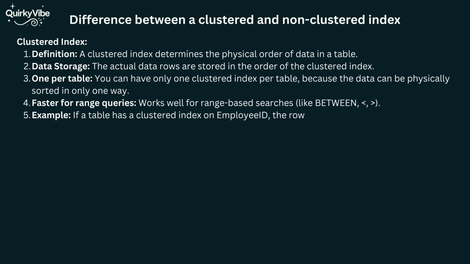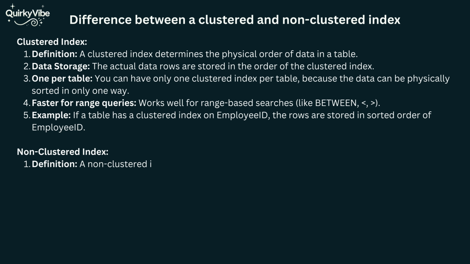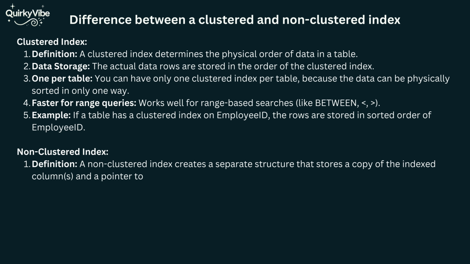Example, if there's a clustered index on employee ID, then all the rows in the table are stored in that order. A non-clustered index is different. Here, the index is stored separately from the data. It's like the index at the back of a book. It tells you where to go find the actual information. The data itself is not sorted by the index. You can have many non-clustered indexes in one table.